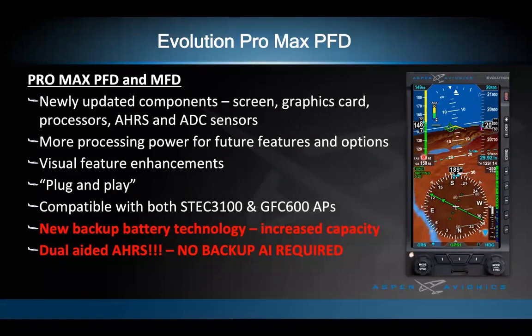Maxes are compatible with both the STEC 3100 and the GFC 600 autopilots as well. There is brand new backup battery technology for increased capacity and what we call dual-aided ARs. These two combined now allow an Aspen installation without a backup attitude indicator. So, pretty nice features.